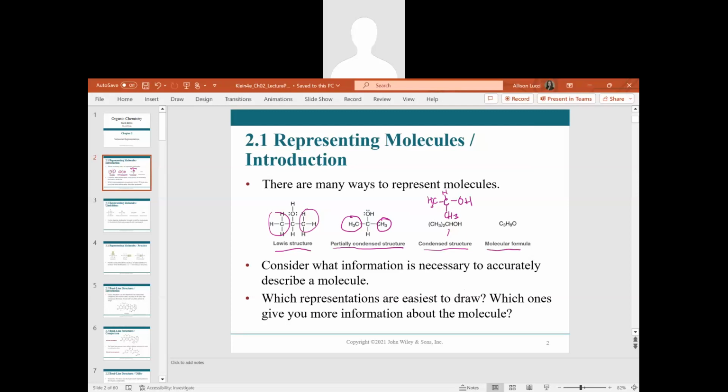And then the last, the molecular formula here, is the most condensed version of our structure, and it really doesn't give us any information as to the bonding patterns within the molecule.